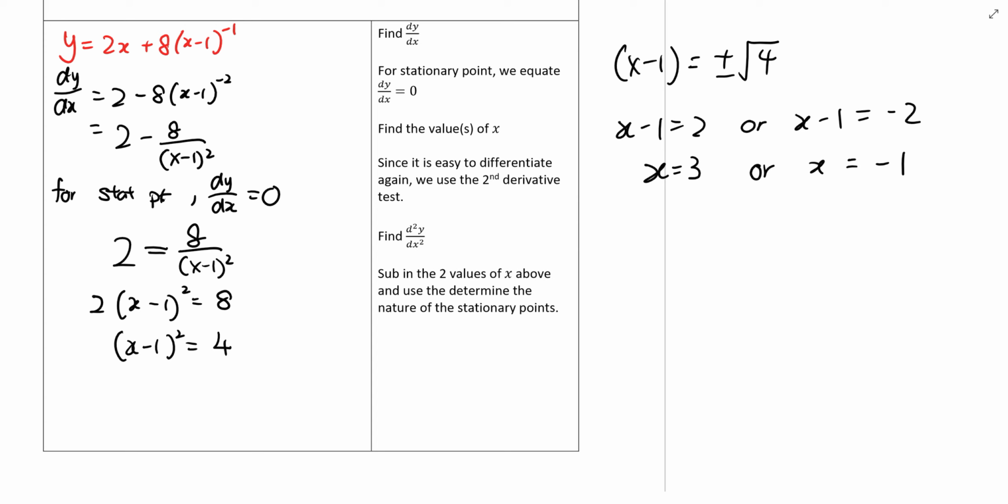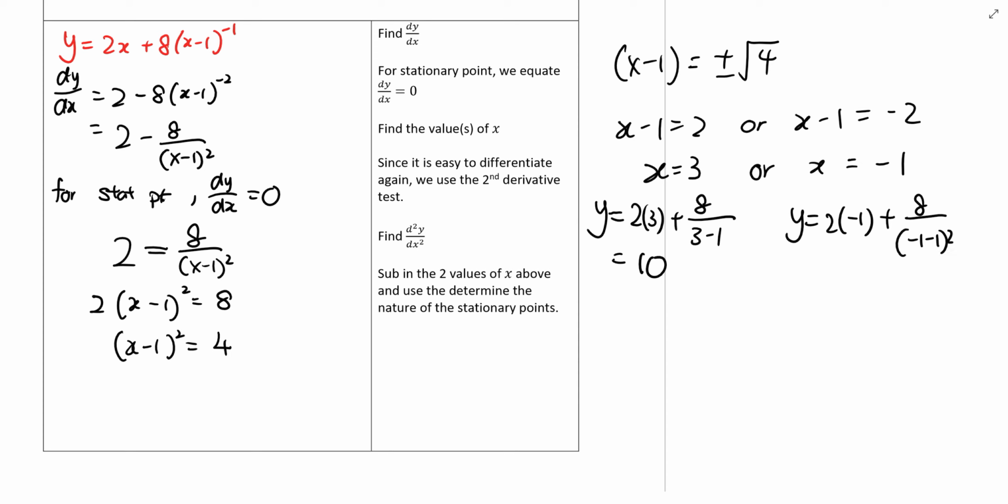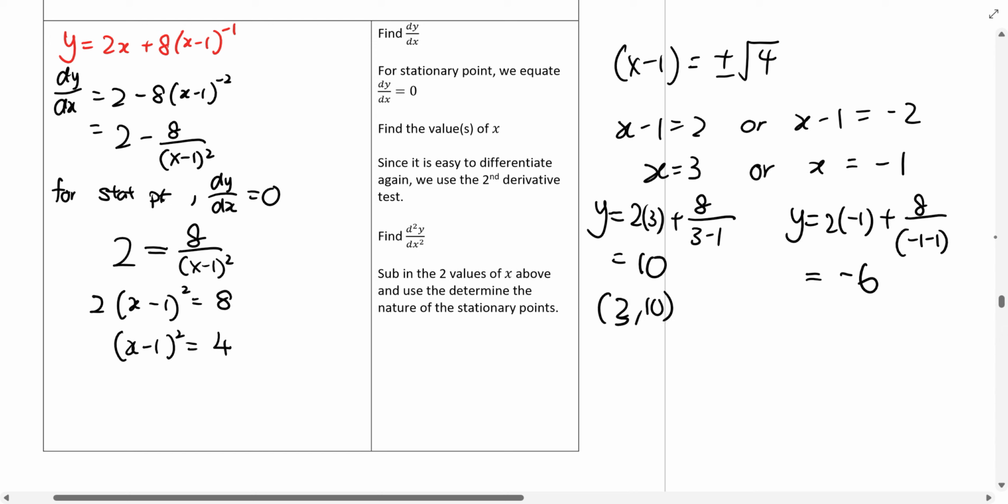Next thing is, because they ask for coordinates, we should sub it into the y. y is equal to 2 times 3 plus 8 over 3 minus 1. Okay, sub it into your y, 2 bracket 3. So that's 6 plus 4, and that is 10. y equals 2 times negative 1 plus 8 over negative 1 minus 1. Sorry, there's no square. And this is going to be negative 2, negative 6. So your coordinates are 3 comma 10, as well as negative 1 comma negative 6.